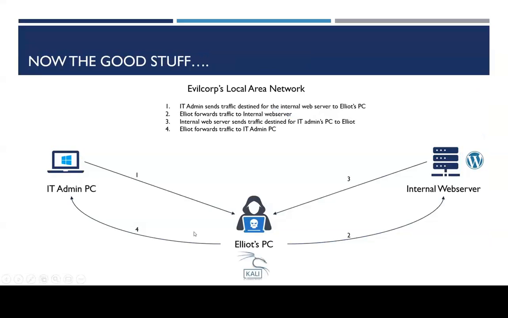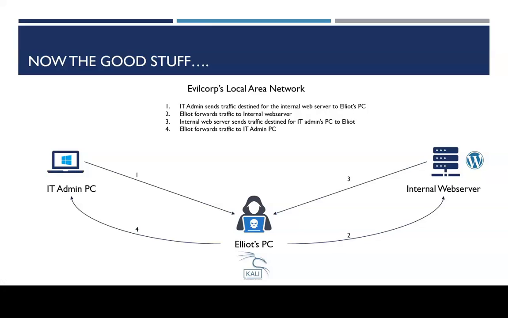So now, this is the lab scenario I've set up for this presentation. So I have 3 devices within Evil Corp's local area network, right? Evil Corp is the name of the company, and then we have an attacker within Evil Corp, right? So we have an internal web server here that is running on WordPress, and then we also have a Windows 10 machine that belongs to the IT admin's PC. And then we also have Elliot, who is the attacker that has infiltrated their internal network.